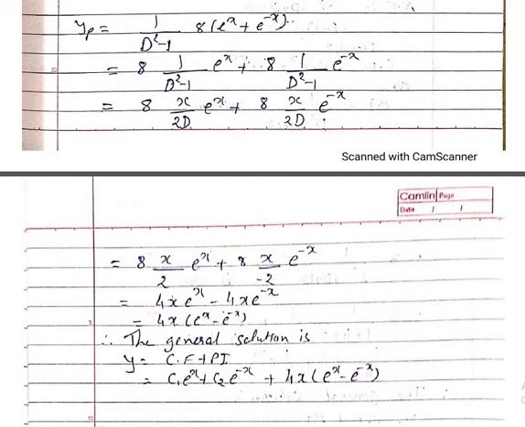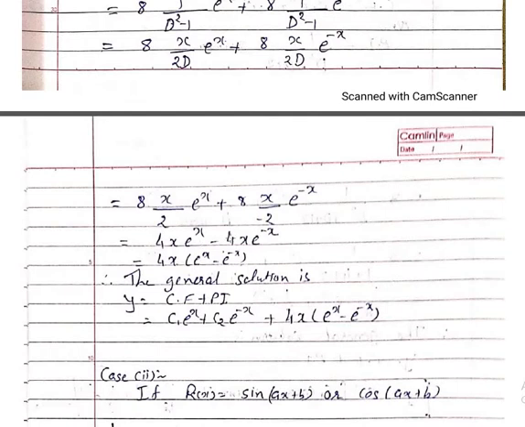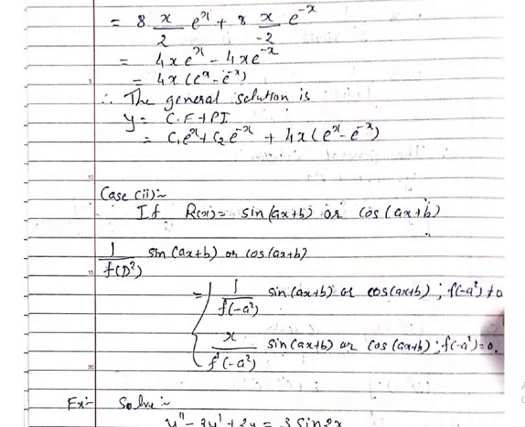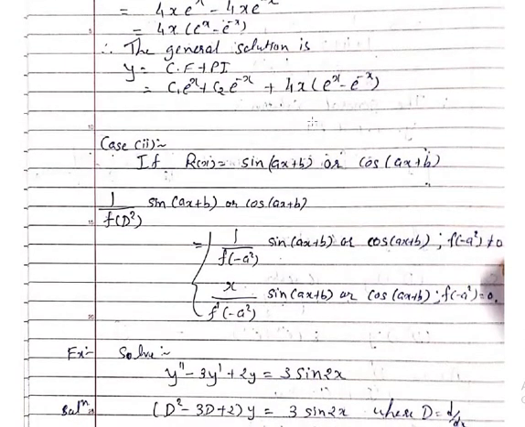Simplifying this one, that will give you 4x e^x − 4x e^(−x), and 4x common out, that will give you 4x(e^x − e^(−x)). So the general solution is y = CF + PI, which is c1 e^x + c2 e^(−x) + 4x(e^x − e^(−x)).